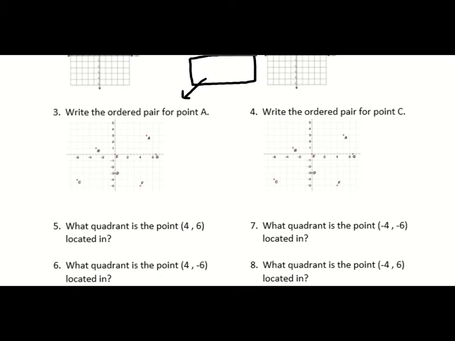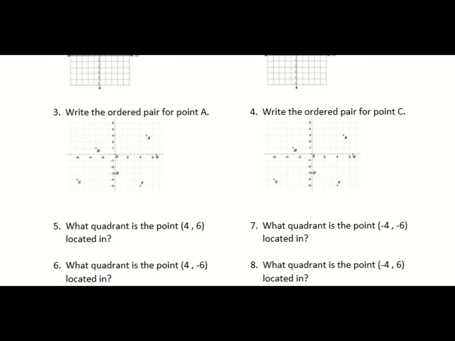Our next two examples want us to actually write the ordered pair for a certain point. So the first example wants us to write the ordered pair for point A. Looking at the graph, here I have point A. And when I write the ordered pair, first off, it starts with 2 parentheses and a comma. I would then plug in what the x value and the y value are at those points.